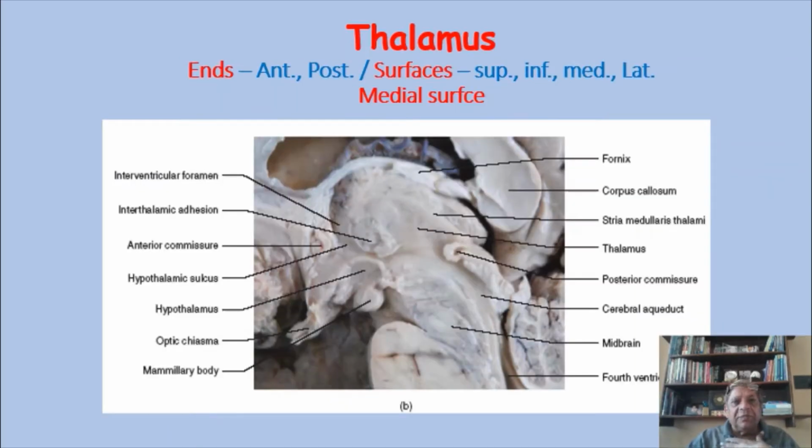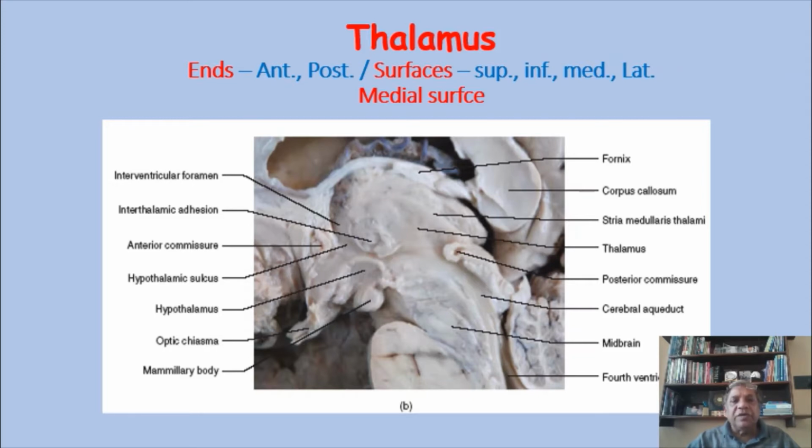Let us learn about its ends. This is the thalamus here. This is the hypothalamic sulcus, which is continuous in the midbrain with the cerebral aqueduct. This is the interventricular foramen, which communicates with the lateral ventricle, and this is the medial wall of the third ventricle, which is formed by the thalamus. So this large mass of gray matter you are seeing here is the thalamus.